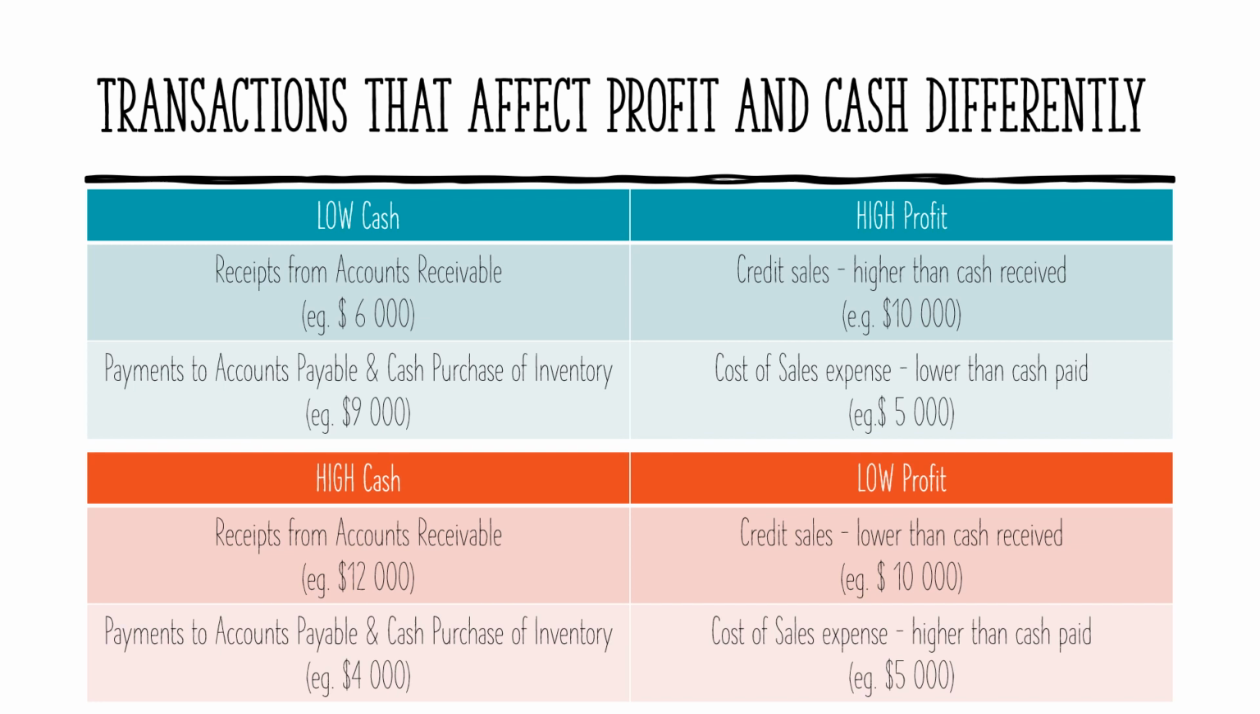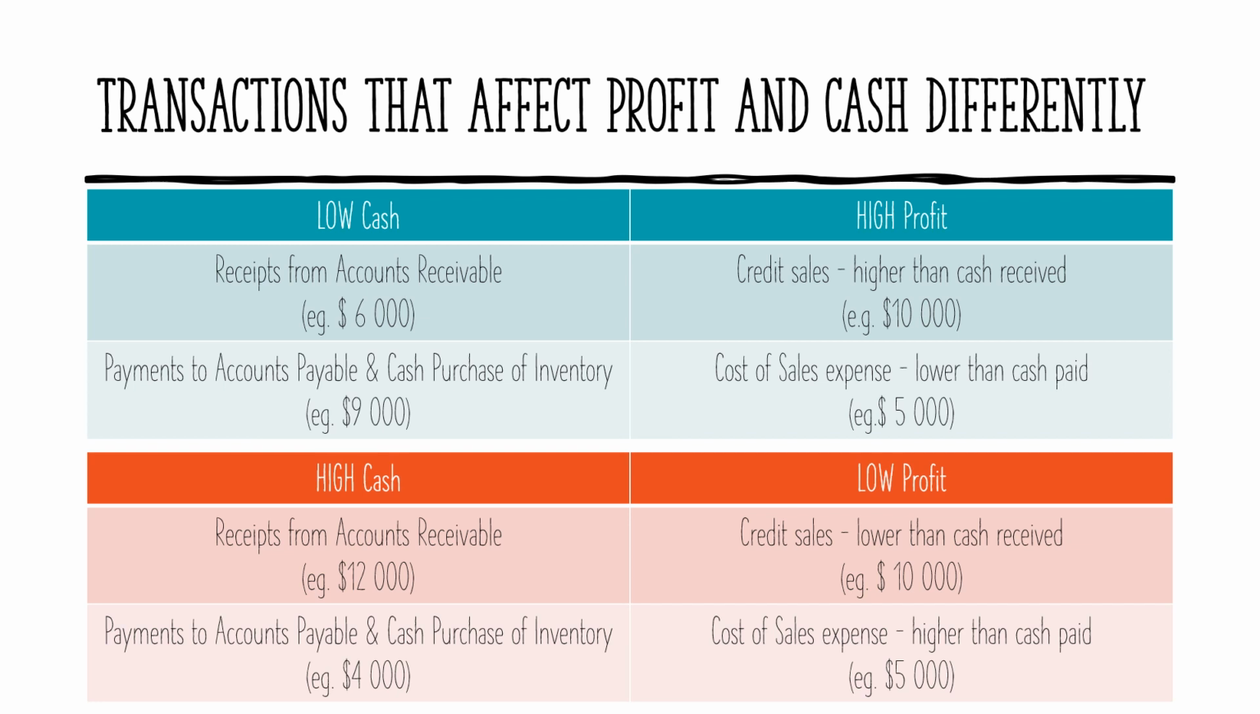In the second table, we will look at two examples that lead to high cash but low profit. Firstly, we have receipts from accounts receivable totaling to $12,000. However, the credit sales recognized in the same period worked out to be lower than the cash received at $10,000. These will lead to low profit but high cash.